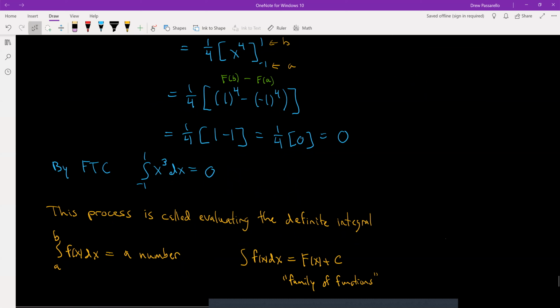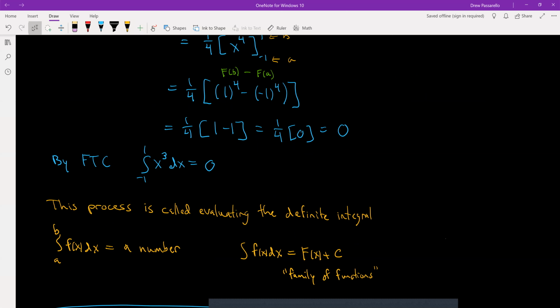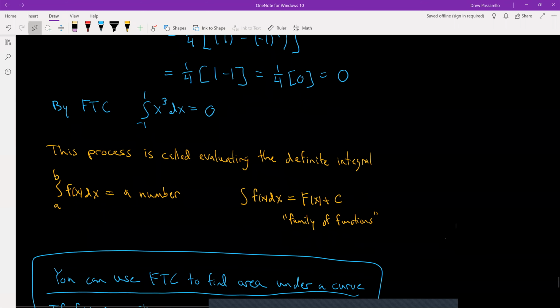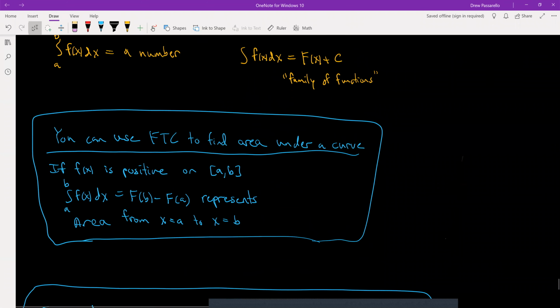So this process is called evaluating the definite integral. And just a thing is that if you have a definite integral, it's going to equal a number. An indefinite integral equals a family of functions. All right, that's pretty much it for the fundamental theorem.